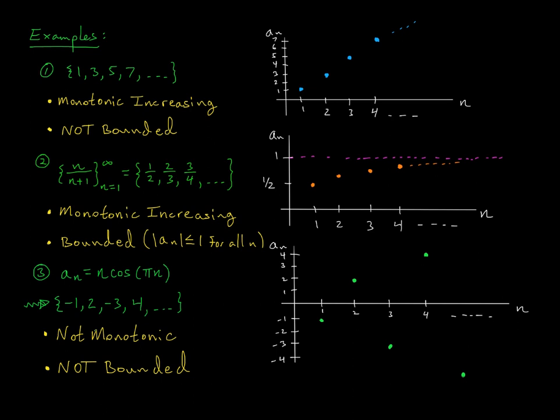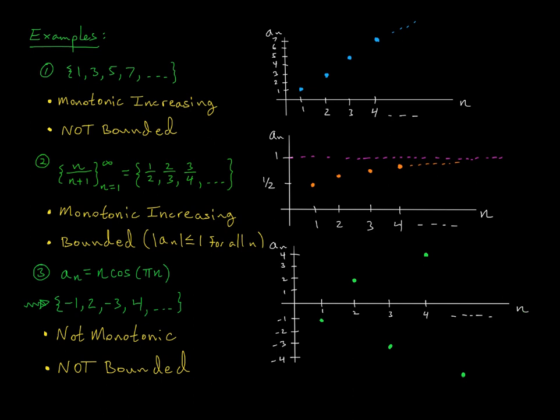Now the third sequence here, this is not monotonic, right? I increase, but then I decrease, and then I increase, and then I decrease. Again, these first three terms are enough to determine that this thing is not monotonic. And it's not bounded either, right? Because as I let n increase, the absolute value of the terms becomes infinitely large. Okay, so I cannot contain all of the terms within some finite band.